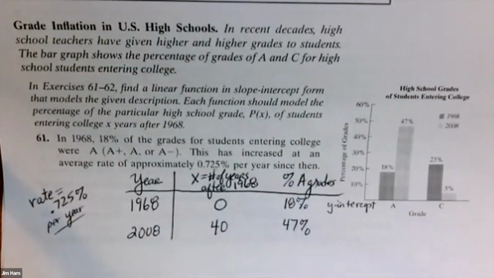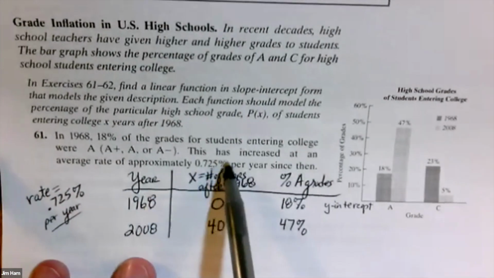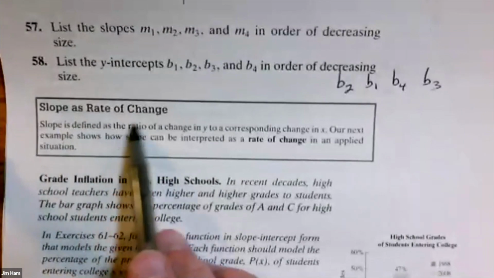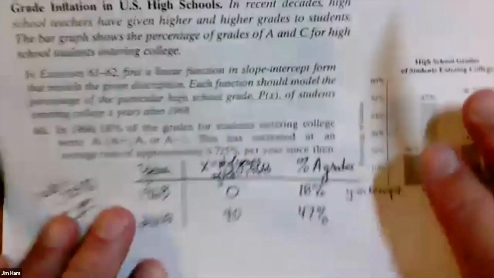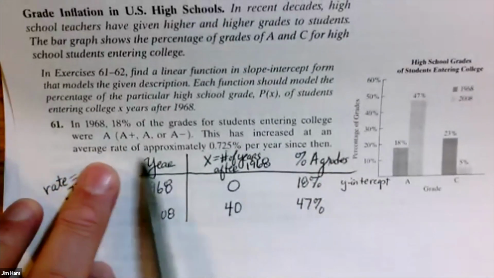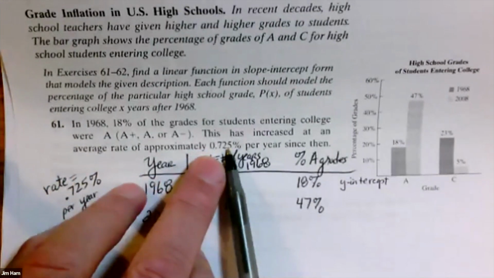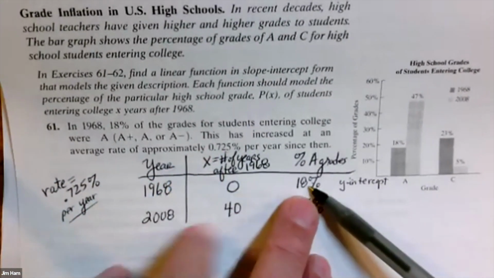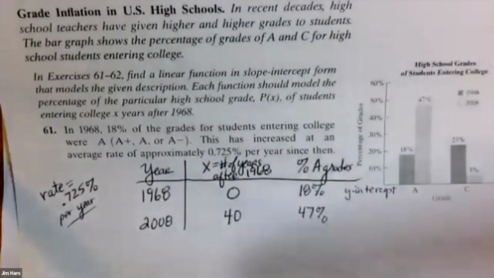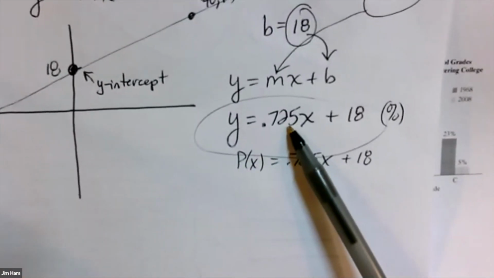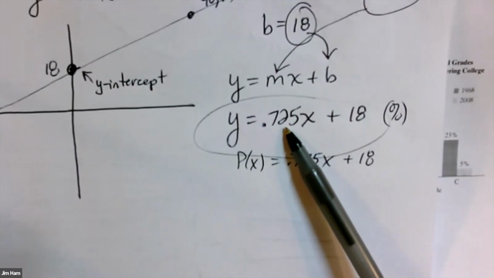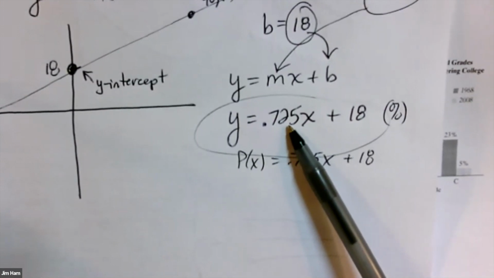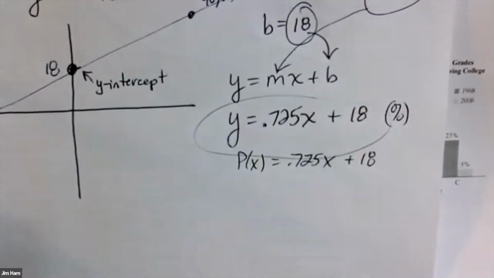Now, this problem could have been much easier if it said the slope is the rate of change, and then they gave us the average rate of change to be 0.725. So we could deduce the y-intercept, 18, and we're given the rate of 0.725. You saw how we got that from the graph, and you just take those 2 numbers and plug them in.